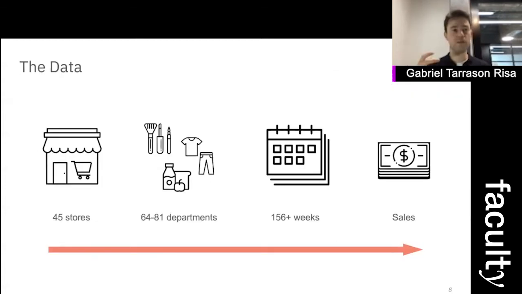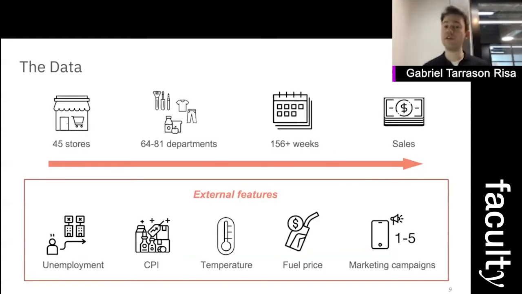And to address this, we went to readily available data that's online from a major American retailer. In it, we find 45 stores with 64 to 81 departments each, and we've got weekly sales data for more than 156 weeks. Moreover, we've got external features, so unemployment, CPI, temperature, fuel price, and 5 anonymized marketing campaigns that relate to every single week for every single store.